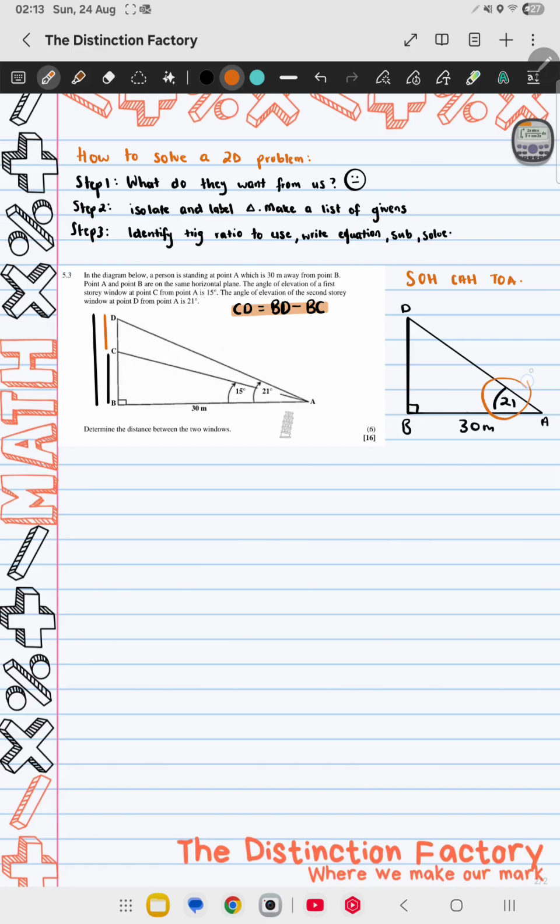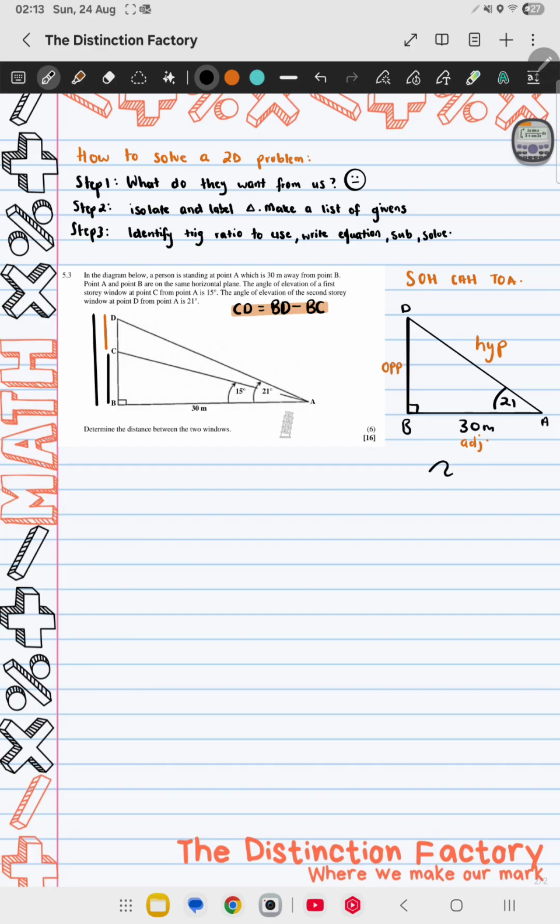So we're going to label according to angle 21 degrees, and we start off by labeling the hypotenuse, which is always going to be directly opposite the 90 degrees. Then we have the opposite side of 21, and we have the adjacent side, which is the only leftover side.